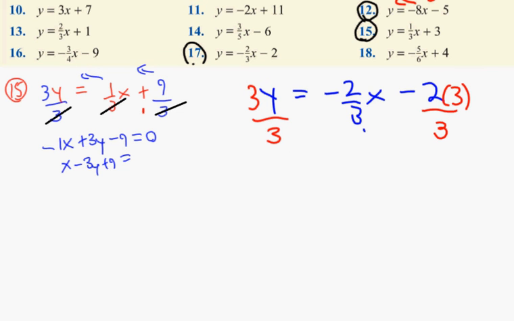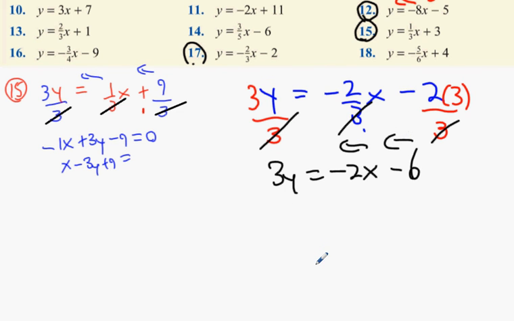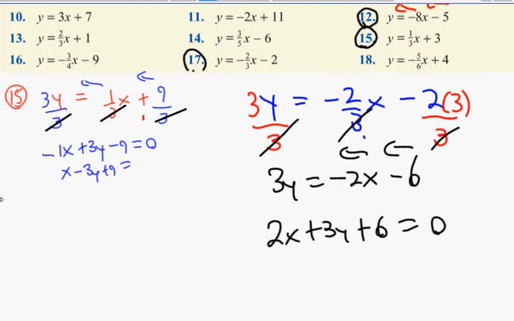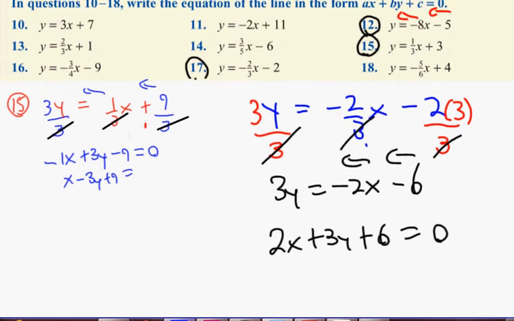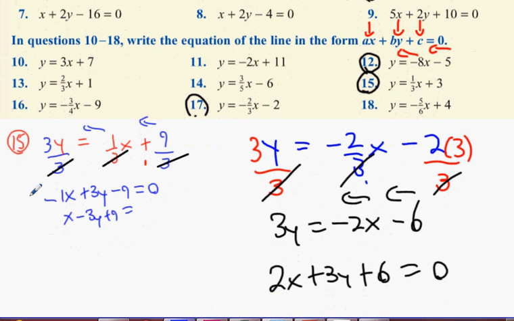Now, we're not going to choose that cancellation. We're going to choose a cancellation like this, where everything has a denominator of 3. Then we're going to move everything over to one side. So we would have 3y equals minus 2x minus 6. Move the 2x and the 6 over to your side to get 2x plus 3y plus 6 equals 0. Okay guys, so that was questions 6, 12, 15 and 17.